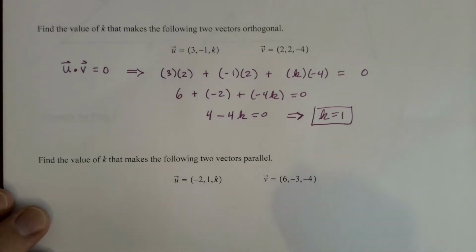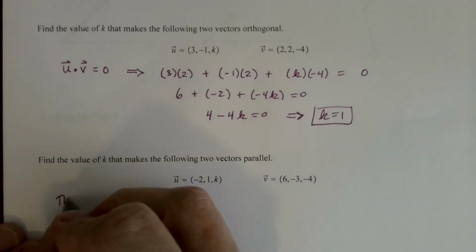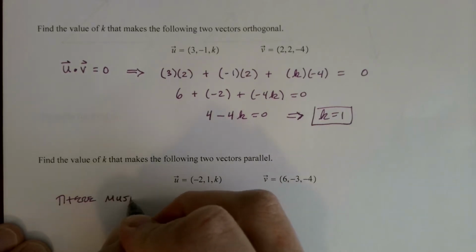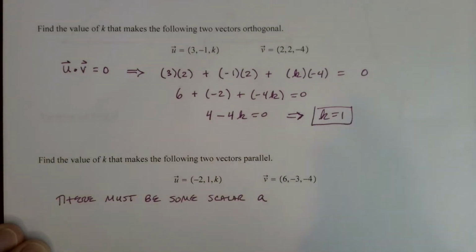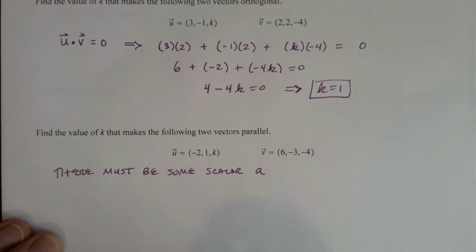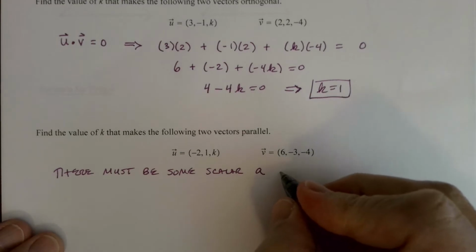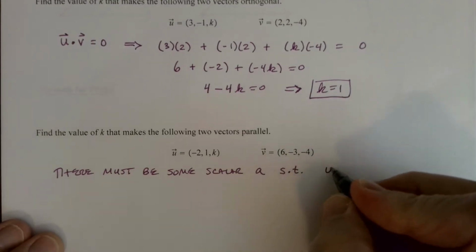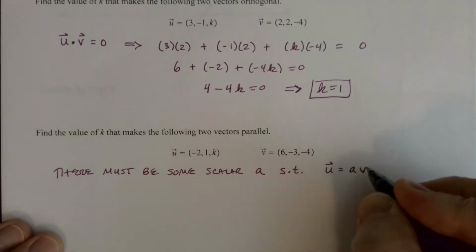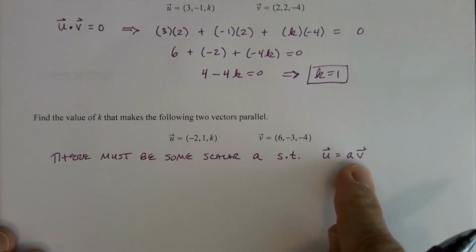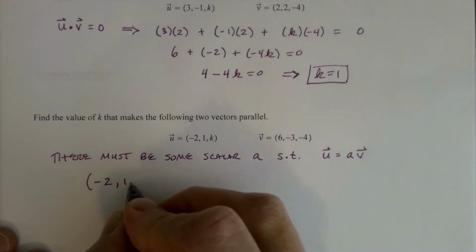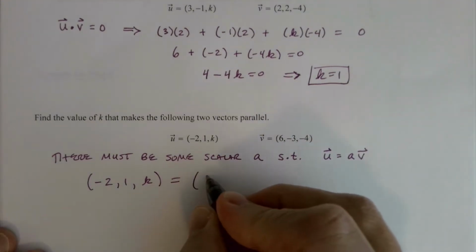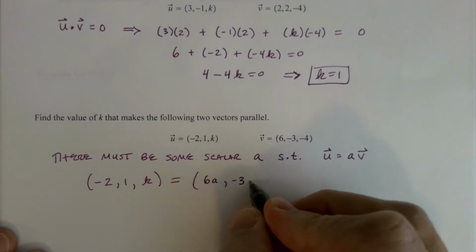Okay. Well, what did we say about being parallel? They must be scalar multiples of each other. So there must be some scalar, we'll say a. I don't want to use the same k because that's the unknown we're looking for in the third component of u. And that scalar a is used to say that u, for instance, is a scalar multiple of the vector v. So if they're parallel, this must be true. And so what I'm going to do is just look at this equation here, which says u, which is negative 2, 1, k, must be equal to a times v, which if I scalar multiply by a, each of these components gets multiplied by a.